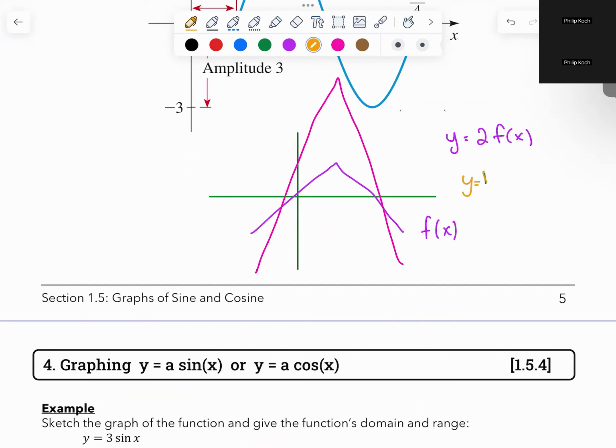Y equals 1/2 f of x. What that's going to do is, because that 1/2 is on the outside of the function, you're taking the y values, the function values, and you're halving them. So you're going to compress it down. What this would look like would be something along the lines of this. Does that make sense? So that's why the amplitude is the a value, because that's how much it's going to stretch the graph or shrink it, depending on the size of a.